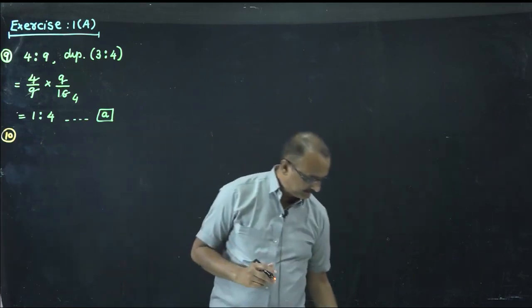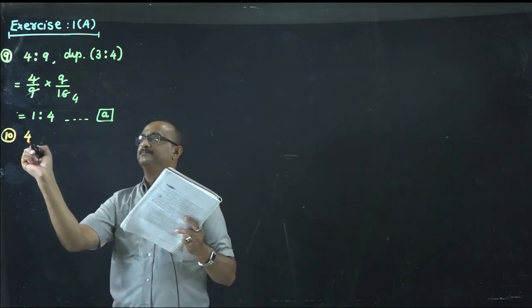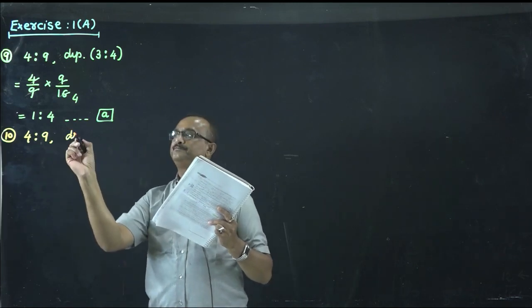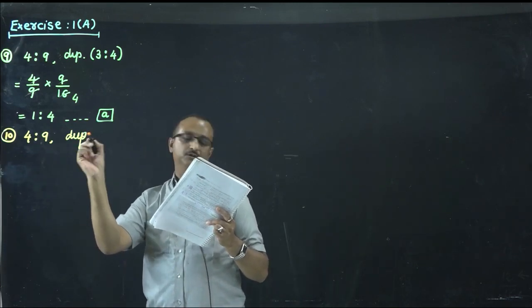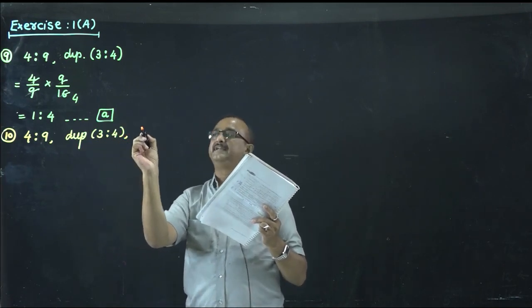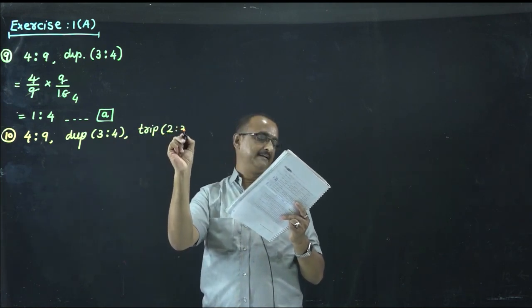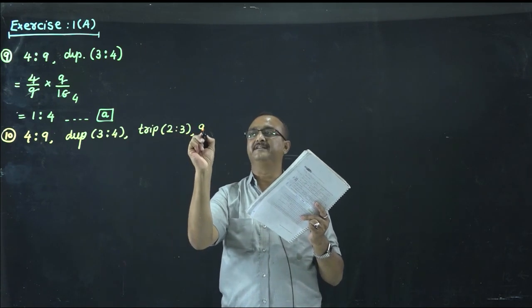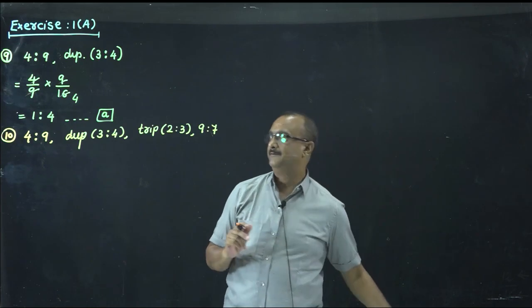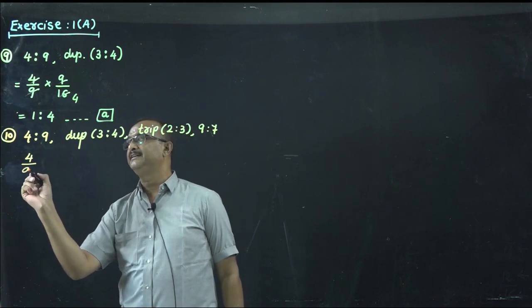Question number 10 is given by the compounded ratio of 4 is to 9, the duplicate ratio of 3 is to 4, and the triplicate ratio of 2 is to 3 and 9 is to 7. The compounded ratio of 4 is to 9 means 4 by 9.